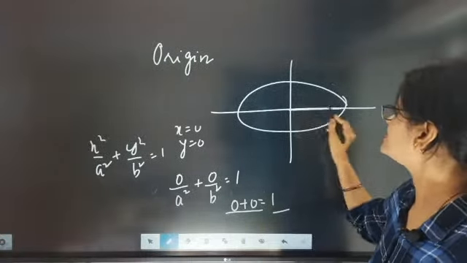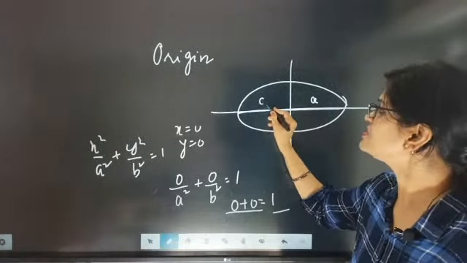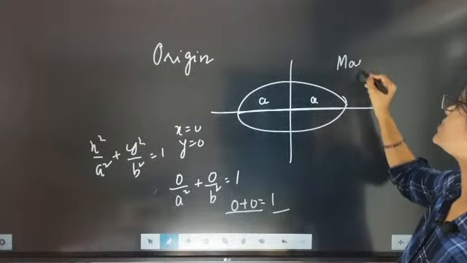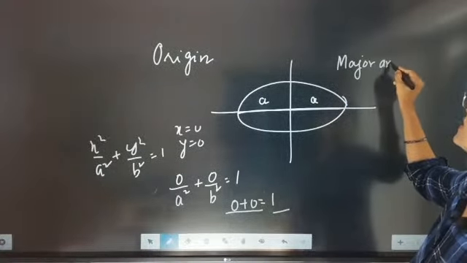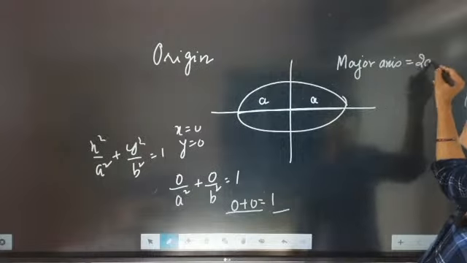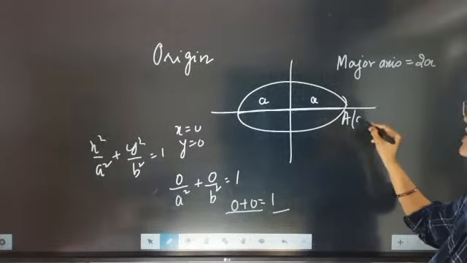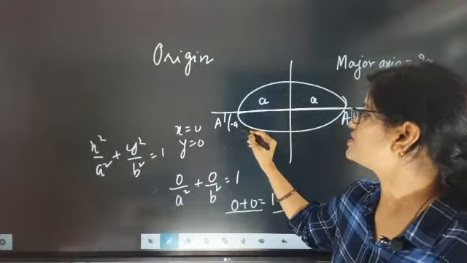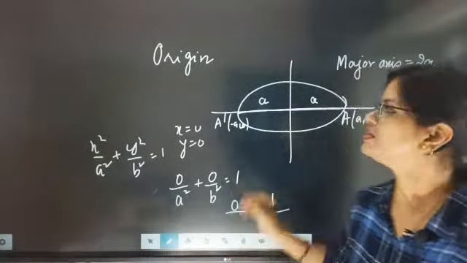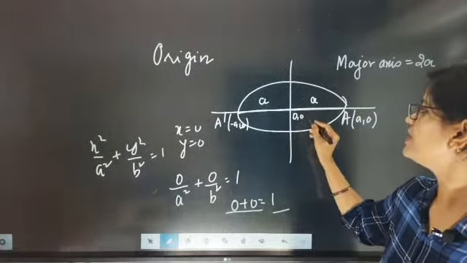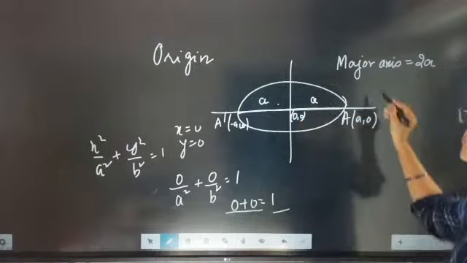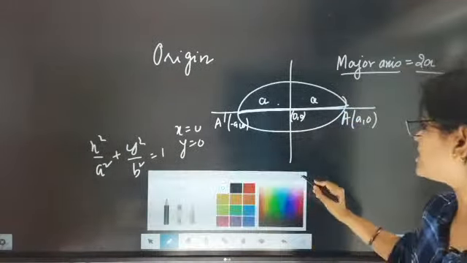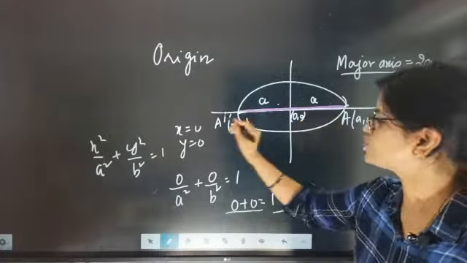So if this distance is a, this distance will also become a. So major axis is coming as 2a, because vertex point is a comma 0. Here vertex point is minus a comma 0. So that means 100% this length from the center, it is coming as a and a. So major axis length is coming as 2a. So if this is the major axis, its length is coming as 2a.